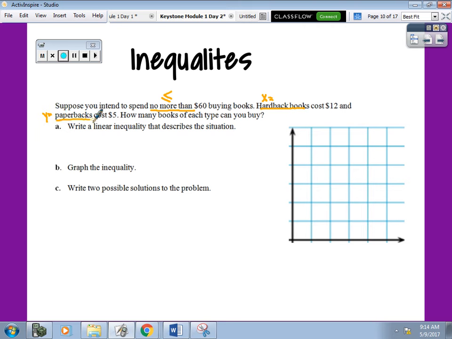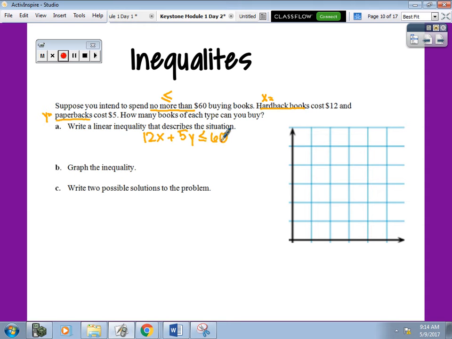So who thinks they could write a linear inequality? So just one, not a system. Just a single linear inequality to describe the situation. Carson? Very good.